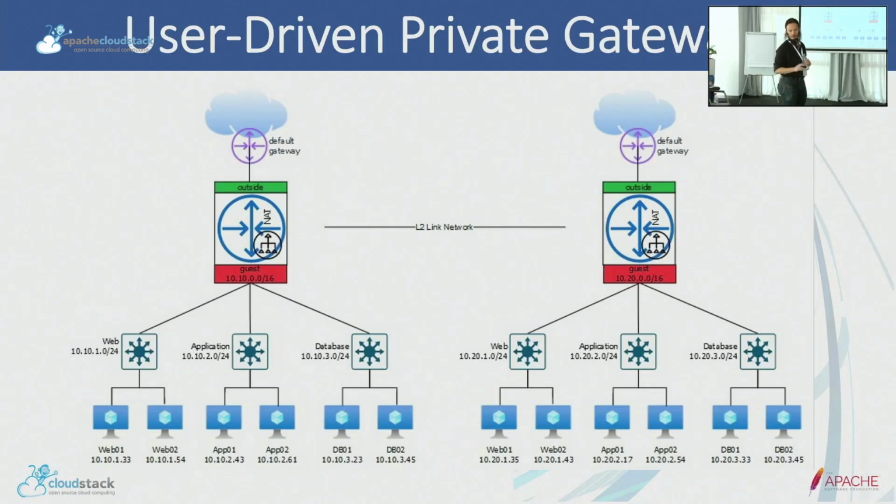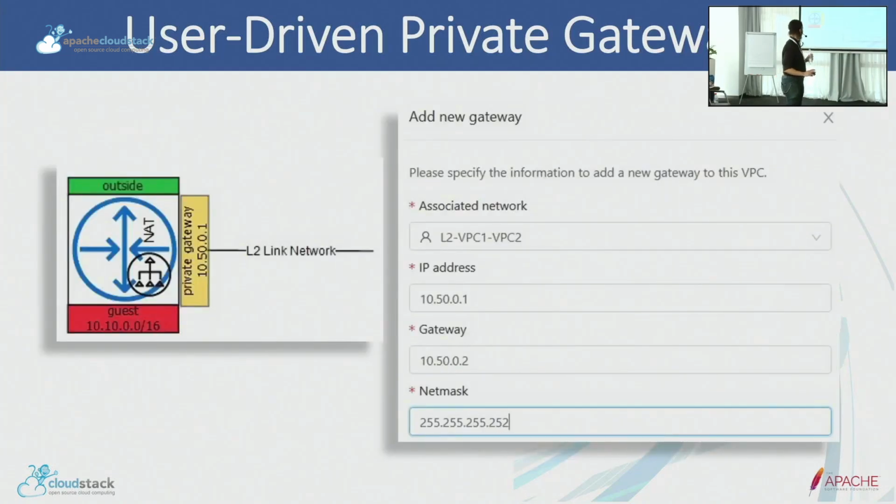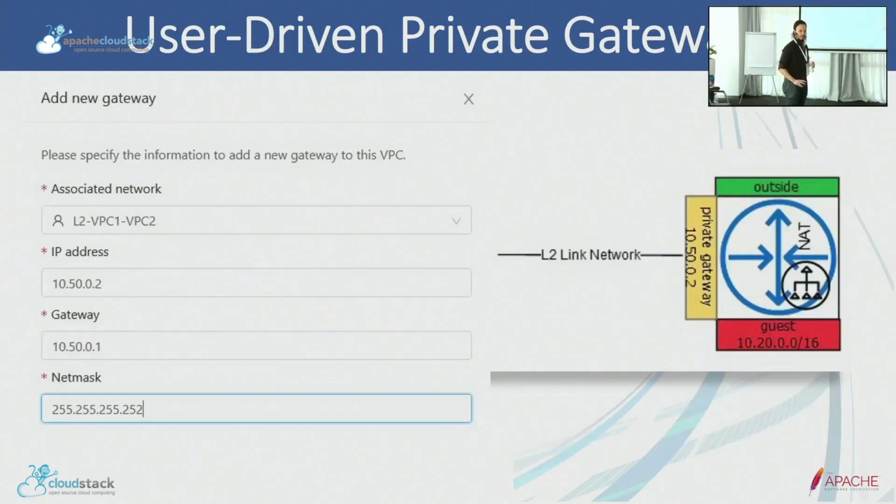Then on your left VPC, you create a private gateway associated to that layer two network. So for that gateway, you go on the same VLAN as that layer two network. Same thing on the right side VPC, connecting to the same layer two network. And the user, in this case, doesn't need to know any VLAN numbers or have any privileged access.